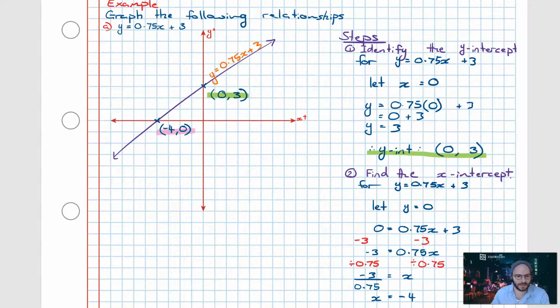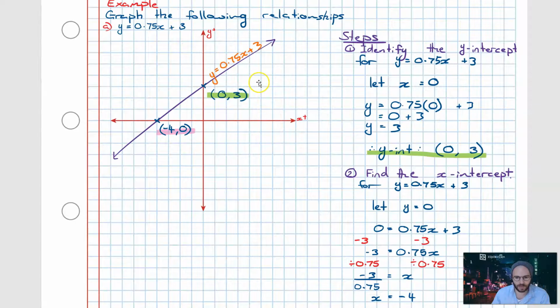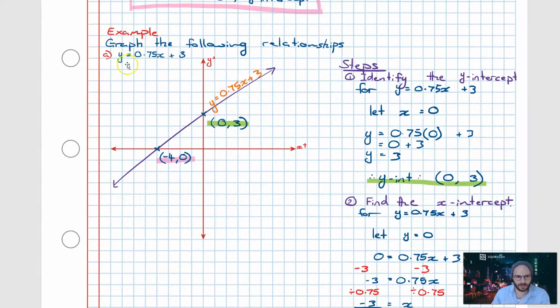And what this does is it lets the person who's reading your work know that this line over here is the graphical representation of this algebraic relationship over here. So this line and this equation are one and the same thing. So this is an example of the steps we go through to graph the visual representation of y equals 0.75x plus 3.